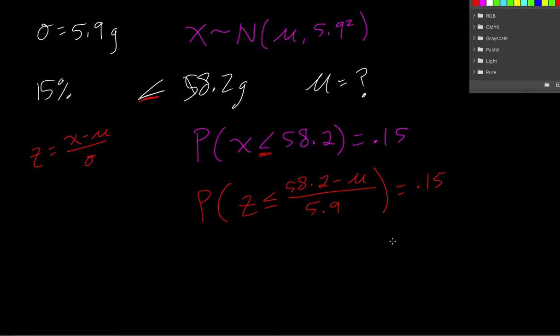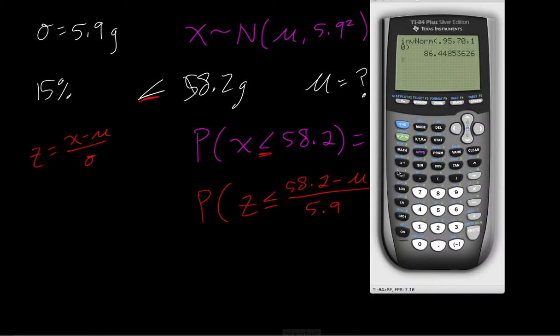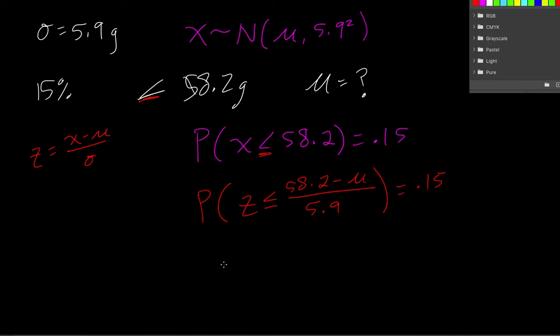So what we can do is go to our calculator and do an inverse normal. We can type in our percentage. And now, because it's a z-score, our mean is 0 and our standard deviation is 1. Hit enter on that, and we end up with negative 1.04.